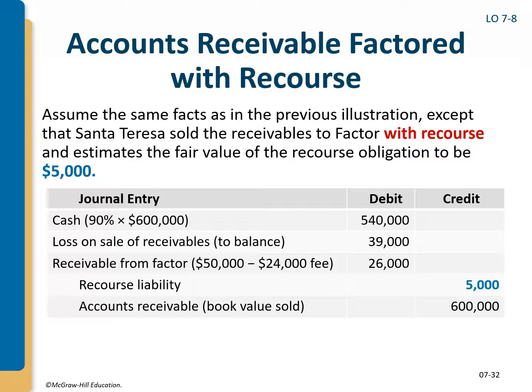Credit recourse liability. It's just a liability account. Credit accounts receivable. They're still only receiving $540,000 of cash. They still have a receivable from factor of $26,000, the $50,000 minus that fee they have to pay. And then the difference between all those accounts is the loss on the sale of receivables. So the major difference between the two journal entries with and without recourse is with recourse, your loss is going to be higher because of that potential liability you needed to add in.